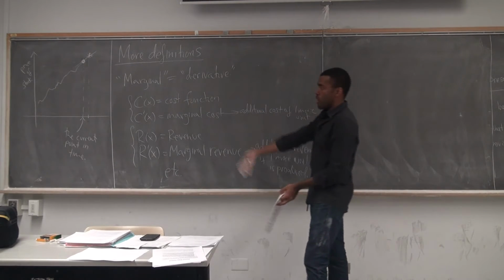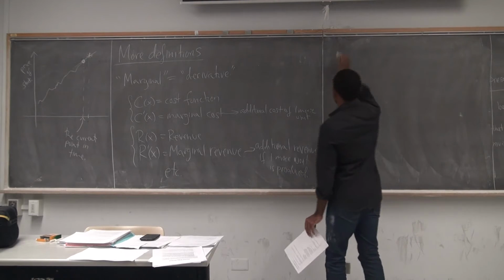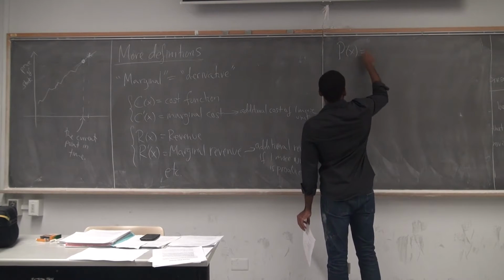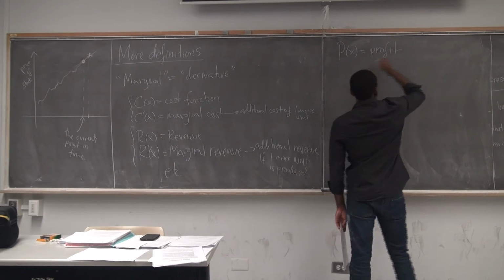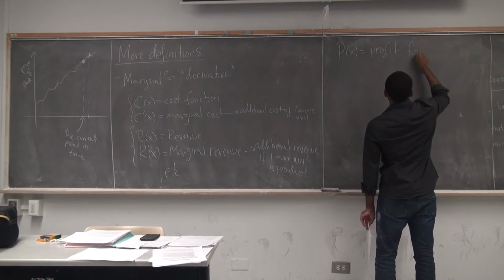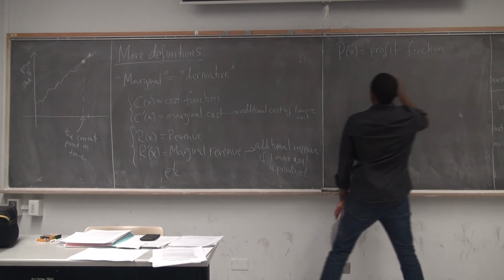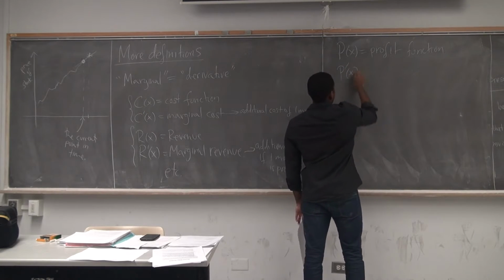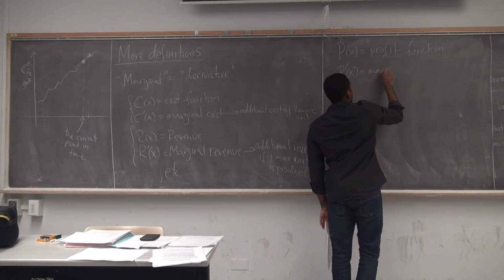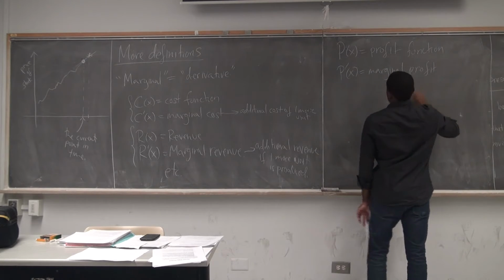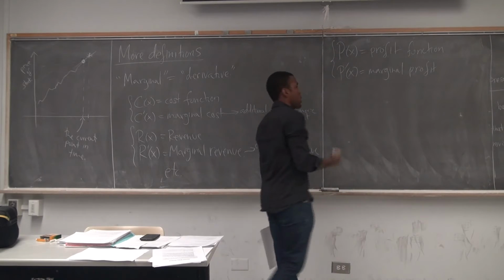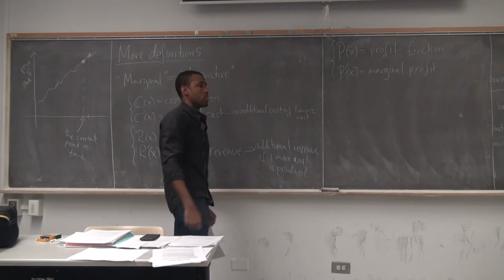Right? You can also have profit. These are the typical things talked about in economics. So if you have a profit function, P prime equals the marginal profit function. Right? How much profit will I get if I produce one more thing?